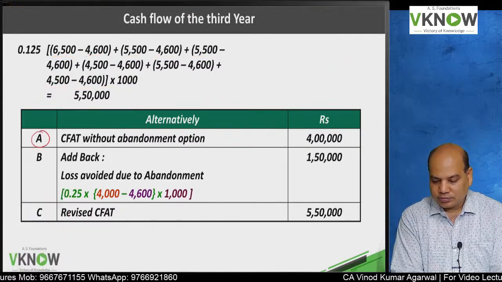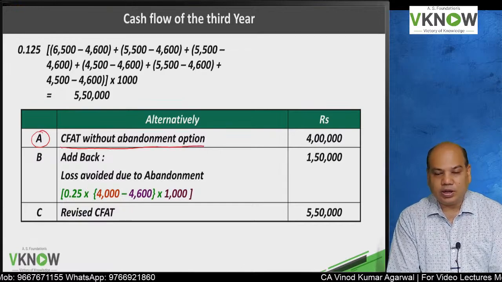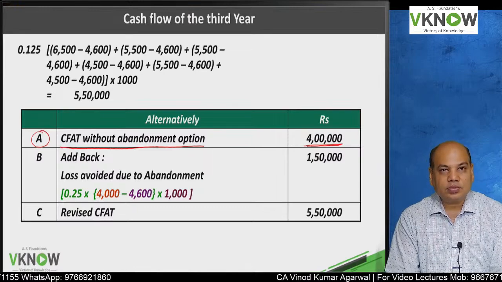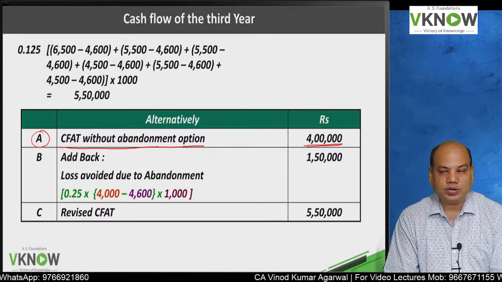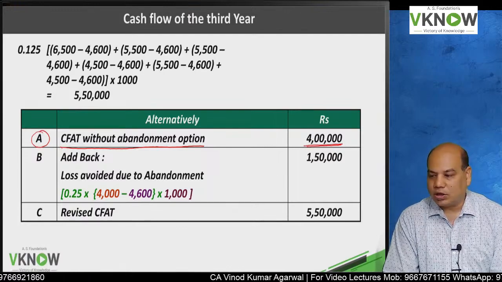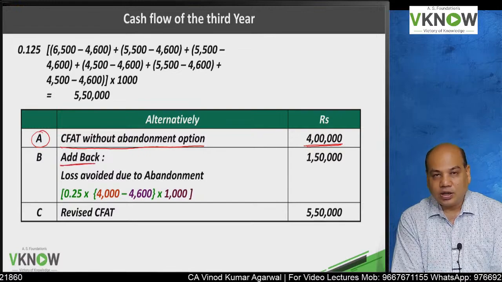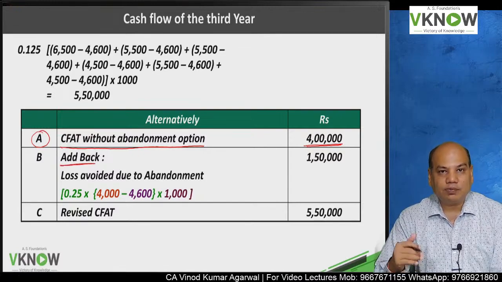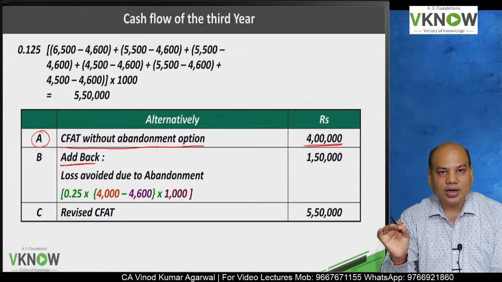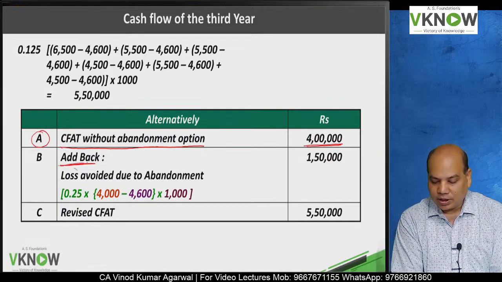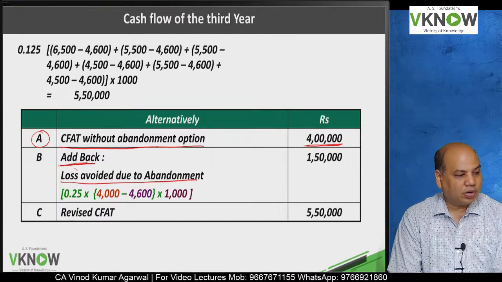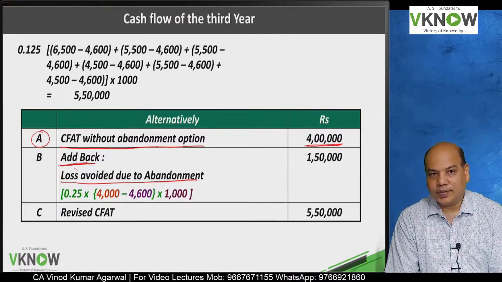Okay, write down alternatively. First point A, write CFAT without abandonment option. If there was no abandonment option, my cash flow was 4 lakh rupees. But if I have abandonment option, I can avoid the losses by abandoning at the end of year 2. So add back loss avoided due to abandonment.